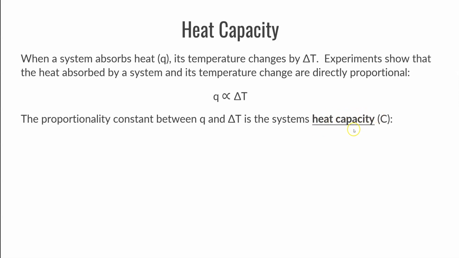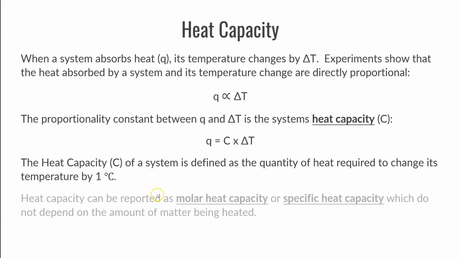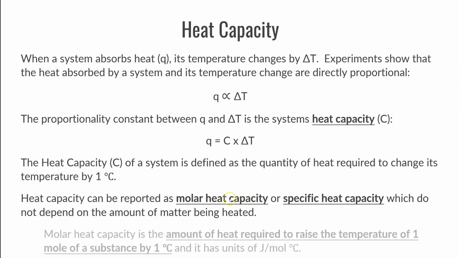I want you to make sure you understand the idea that Q is equal to C times delta T. So in this example, the change in temperature is proportional to the C value multiplied by delta T. The heat capacity of a system is defined as the quantity of heat required to change its temperature by 1 degree Celsius. The heat capacity can be reported as molar heat capacity or specific heat capacity, which do not depend on the amount of matter being heated. We're going to talk about how this works in a bit.